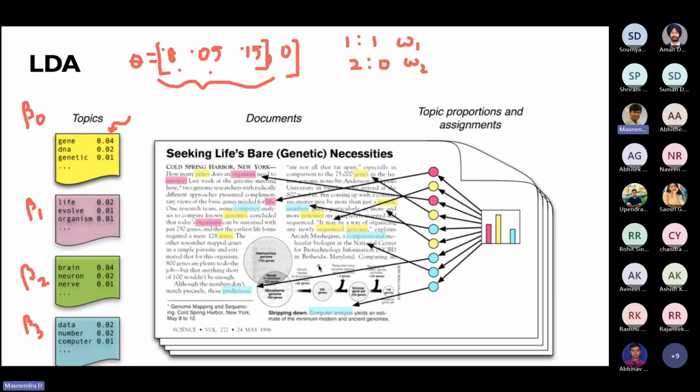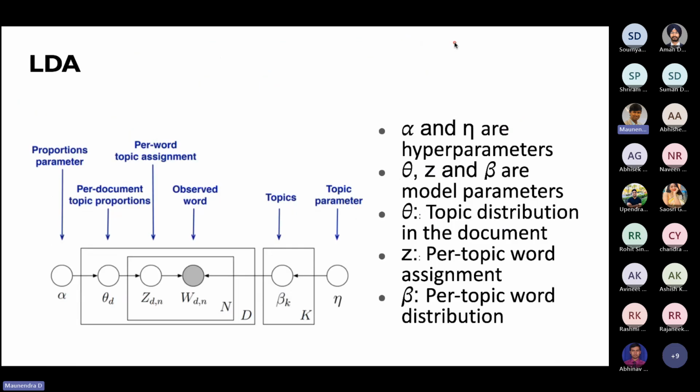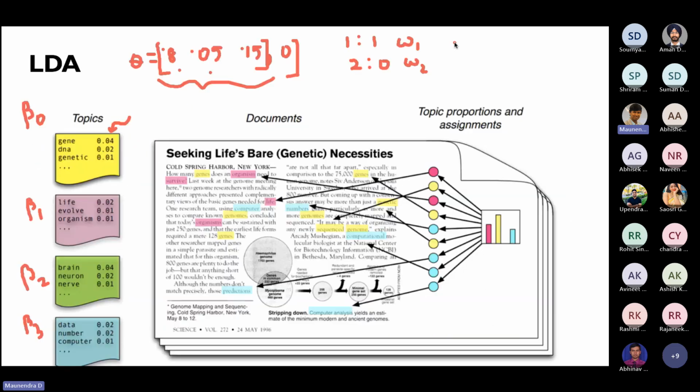The document generative process has 3 steps, rather. Step 1, get the topic vector for the document, which is theta, but it will vary for different documents. So I am writing theta d. For document 1 it is theta 1, for document 2 it is theta 2, and so on.